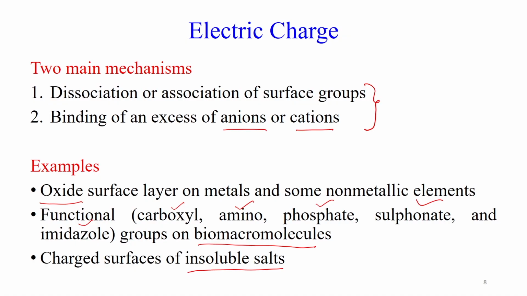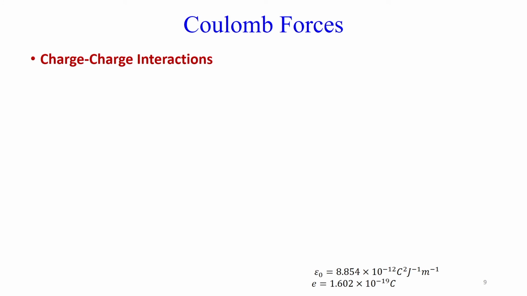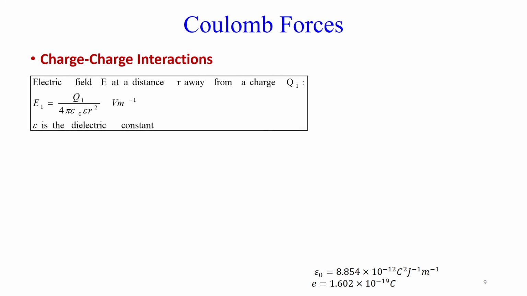So, once you have a charged surface, how does this electrostatic interaction work? Let us say you have a charged molecule with a charge of q1 at a distance of r. The electrical field is defined as q1 upon 4 pi epsilon naught epsilon into r square. So, it means the field is inversely proportional to the square of the distance.